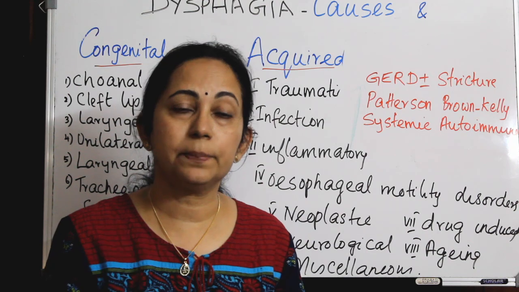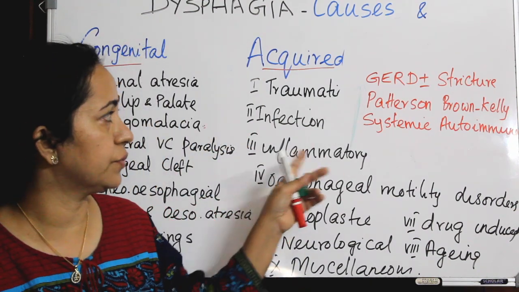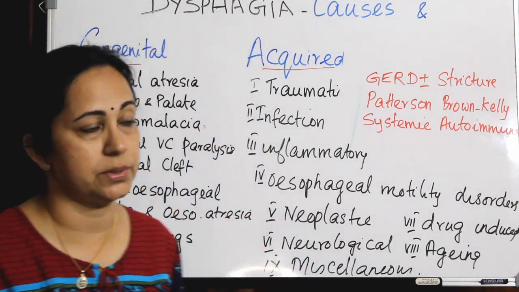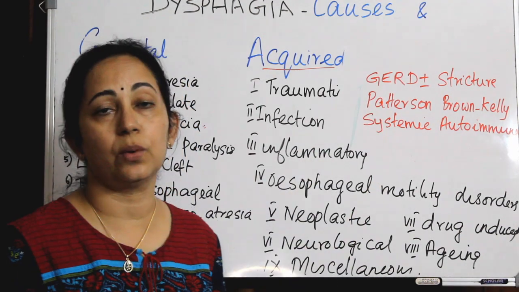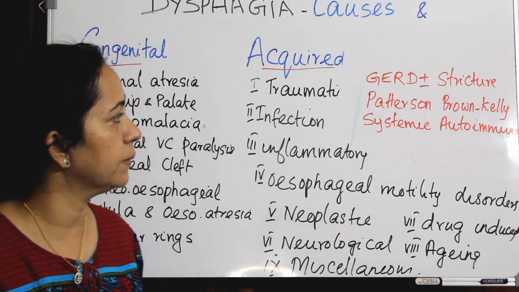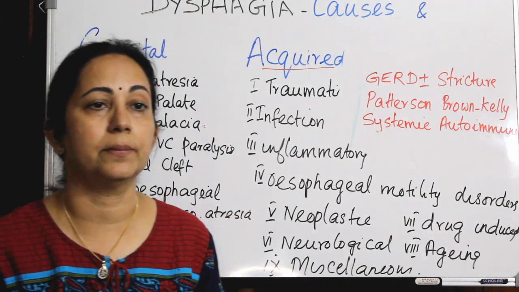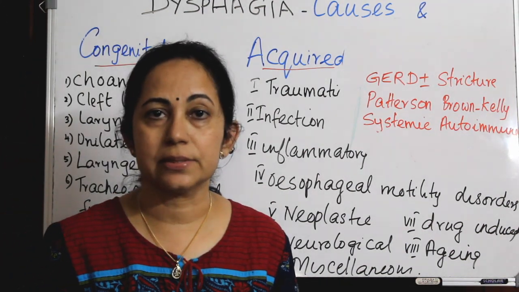The multiple vague complaints associated with swallowing will be there in a patient of GERD, and if it is progressive, there is a chance of stricture formation. Also, another inflammatory cause is Patterson-Brown-Kelly syndrome or Plummer-Vinson syndrome. It is also important. Then systemic autoimmune disorders like scleroderma, CREST syndrome or dermatomyositis.